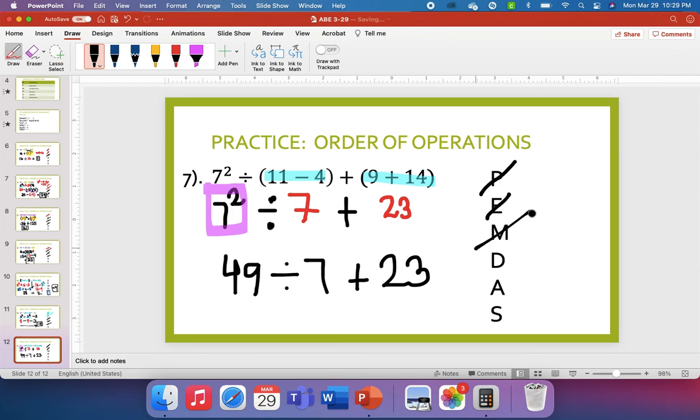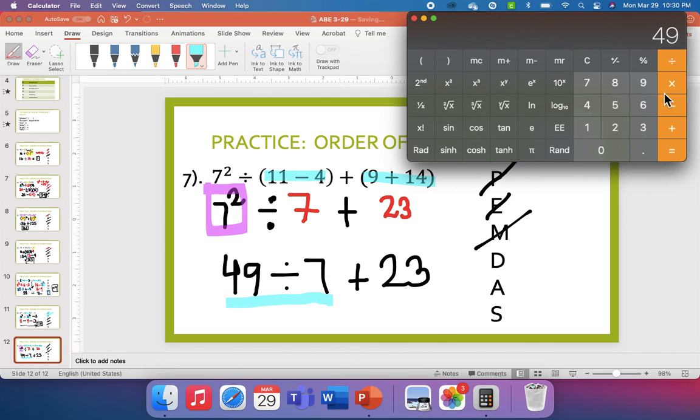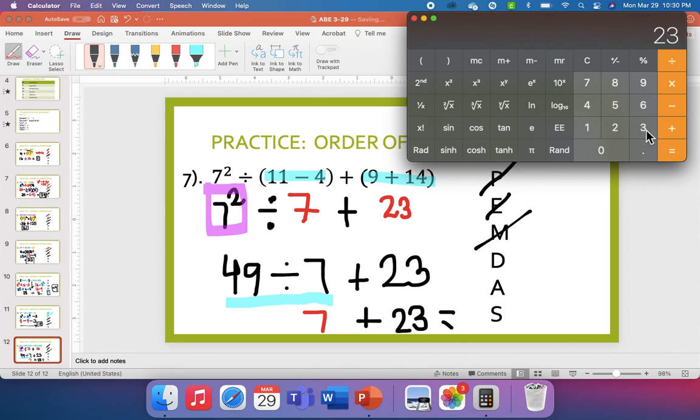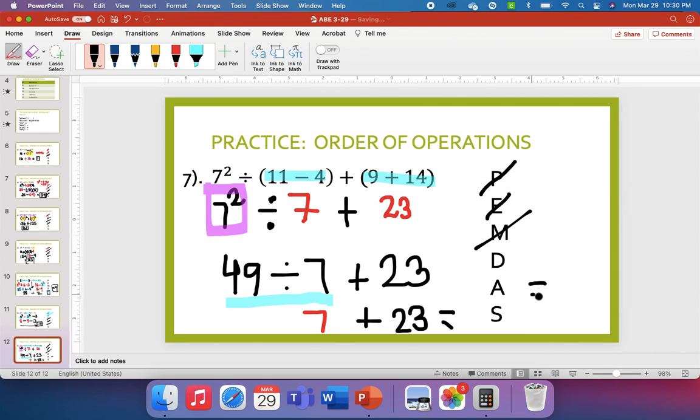Okay, I don't have any multiplication, but I do have division, okay. If you look at this, the division tells me to take 49 and divide that by 7. So again, using my calculator, I'm going to take 49, divide that by 7. That's going to equal 7. Okay, so I now have 7 plus 23. Okay, and again, just punching that into my calculator, I have 23 plus 7, which basically equals 30.